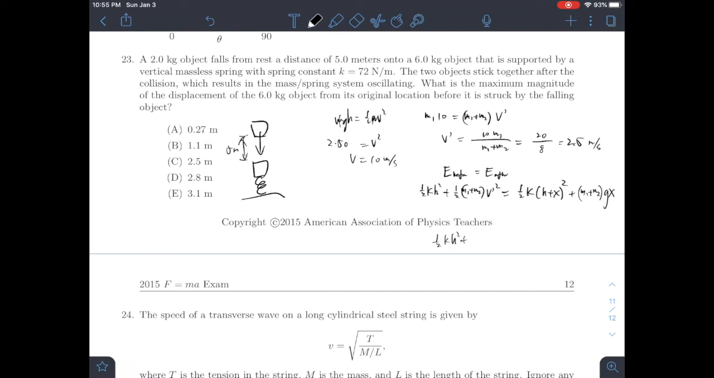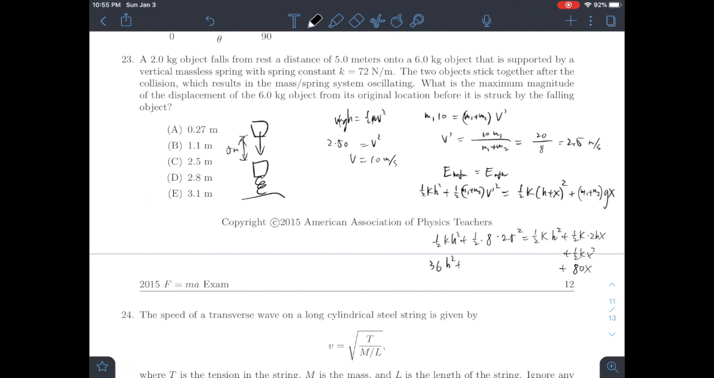So let's expand them out. We have 1/2 kh squared plus 1/2 times 8 times 2.5 squared is equal to 1/2 times k times h squared plus 1/2 k 2 times hx plus 1/2 k x squared plus (m1 plus m2) times gx, which is about 8 times 10 times x, which is 80x.